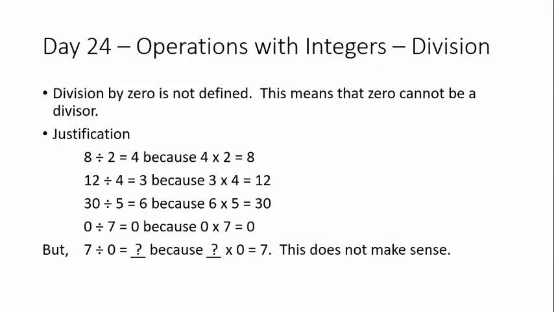But if we try to put 0 in the divisor position, 7 divided by 0, then what does this mean? What would multiply by 0 in order to give us 7? There's nothing that works here. So this doesn't make sense to us. So division by 0 is not defined. This is very, very important.